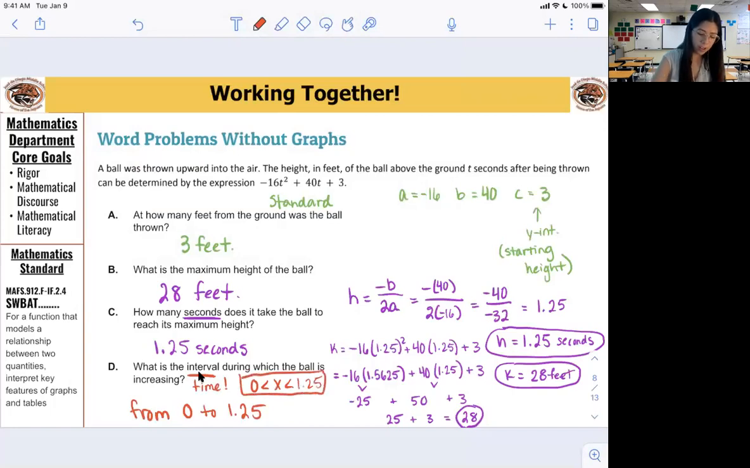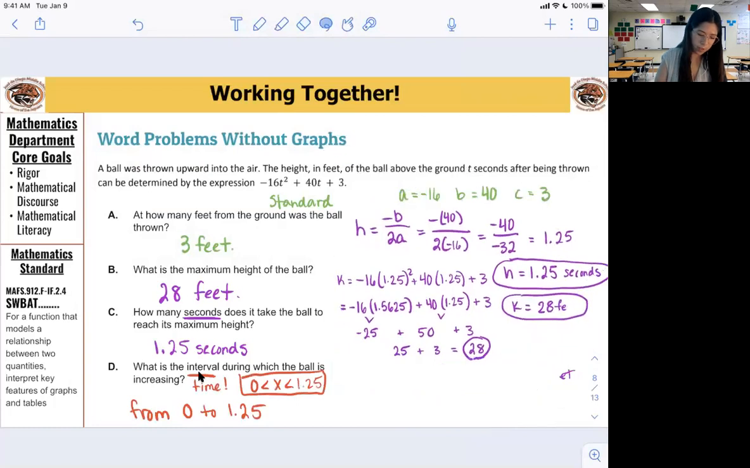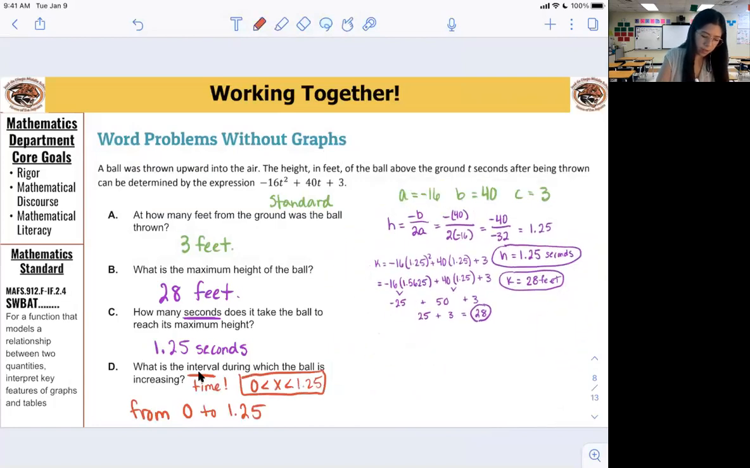Now let me draw it all out so that we can get an idea of what that actually looks like. So here's my little graph. I know a lot of information. I know that my y-intercept is 3. I know that the vertex is 1.25 comma 28. So if this is 1 and this is 2, here's 1.25.